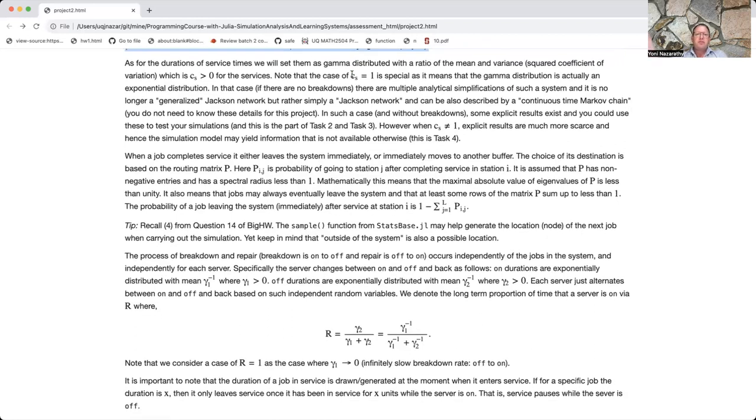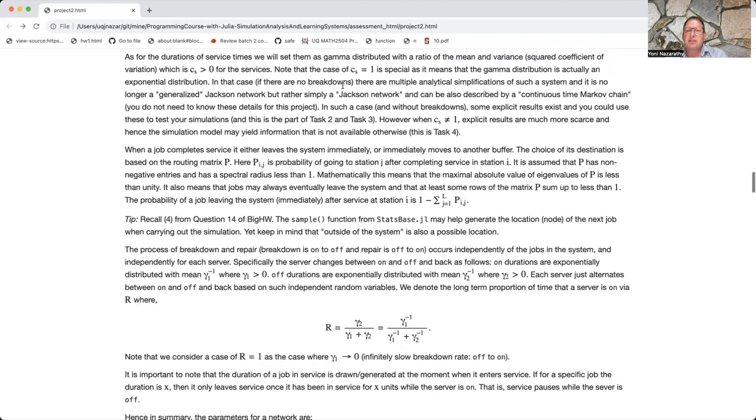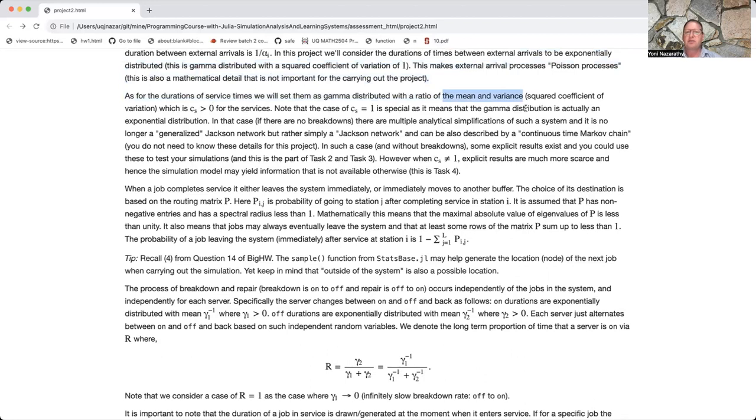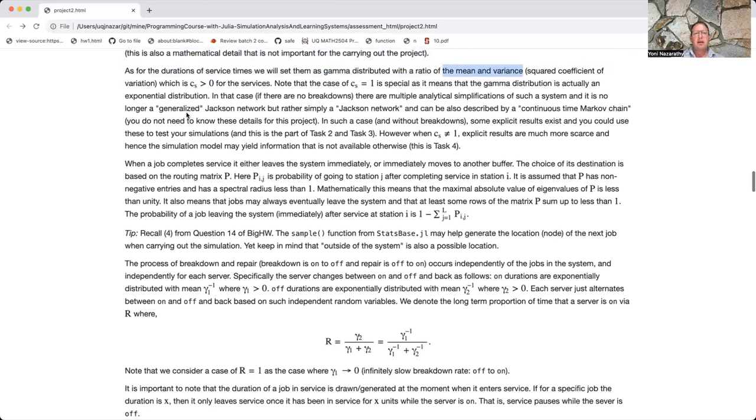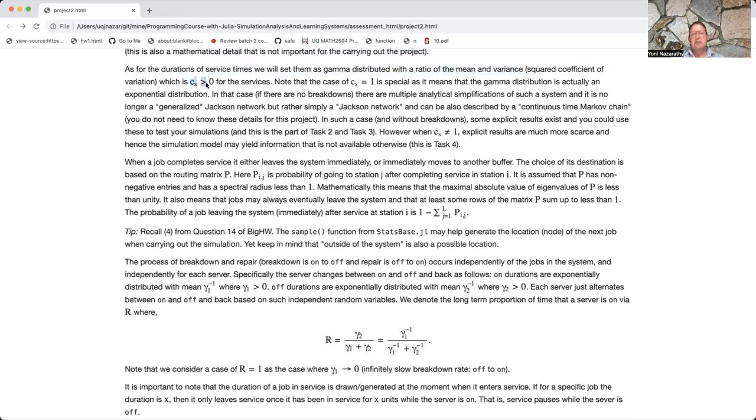Now, as for the duration of the service times, we'll take them to be slightly more complex than just exponentially distributed. They're going to be gamma distributed, and the ratio of the variance and the mean... sorry, that's the variance over the mean squared. That's the squared coefficient of variation, and that's going to be CS, okay?